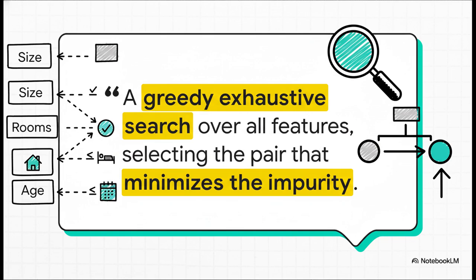The method the algorithm uses is called a greedy exhaustive search. Sounds complicated, but it's not. Exhaustive just means it's incredibly thorough. For every single feature, it checks every possible split point. Size less than 900, size less than 1,100, rooms less than 3, age less than 7. It tries them all. Then the greedy part comes in. It calculates the MSE reduction for every single one of those options and greedily picks the absolute best one for that single step without worrying about what might happen later.